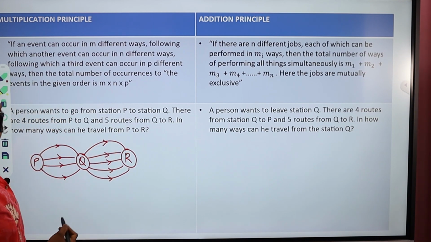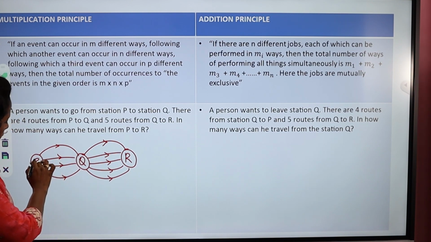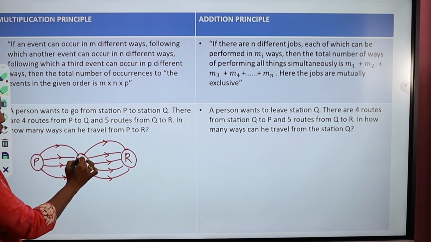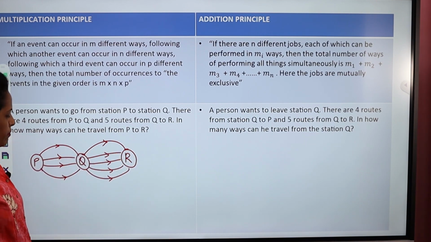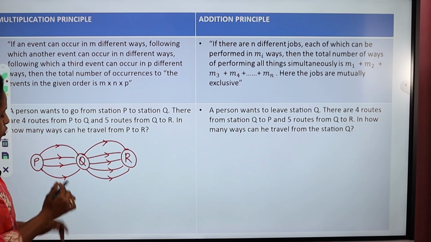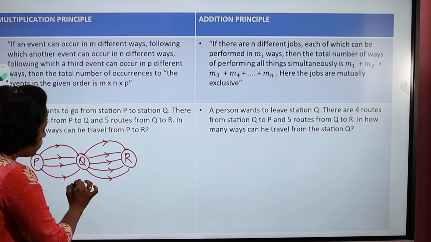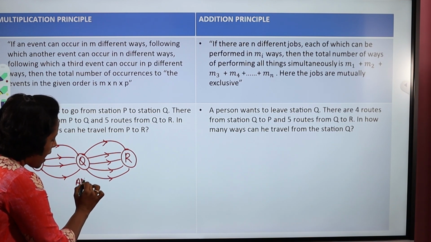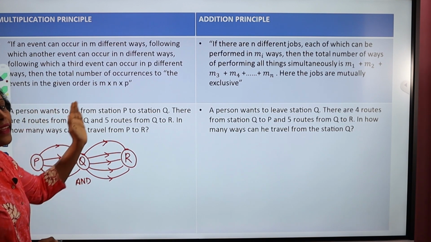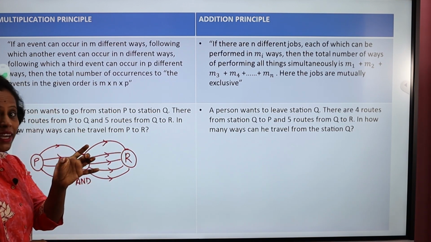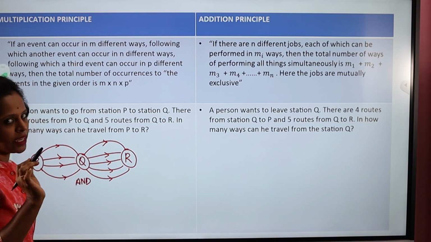Right. So, what is the question here? In how many ways can he travel from P to R? So, he can go following the first route from P to Q and the first route under QR. So, different combinations we have here. So, what is it that we need to do? He should go from P to Q and Q to R. What is the keyword we are getting here? And. To reach R station, he has to go to Q and then come to R. We are getting the keyword and here.